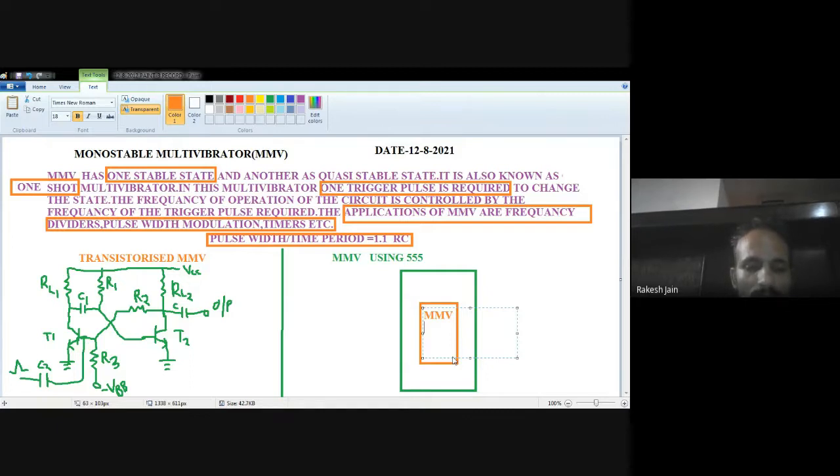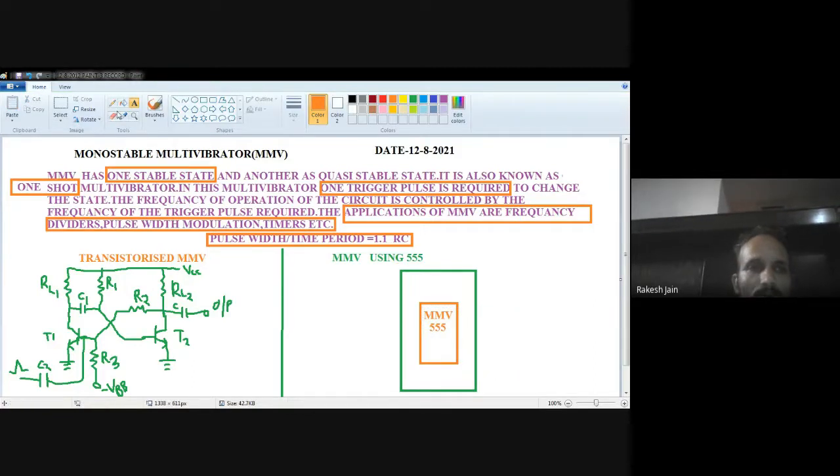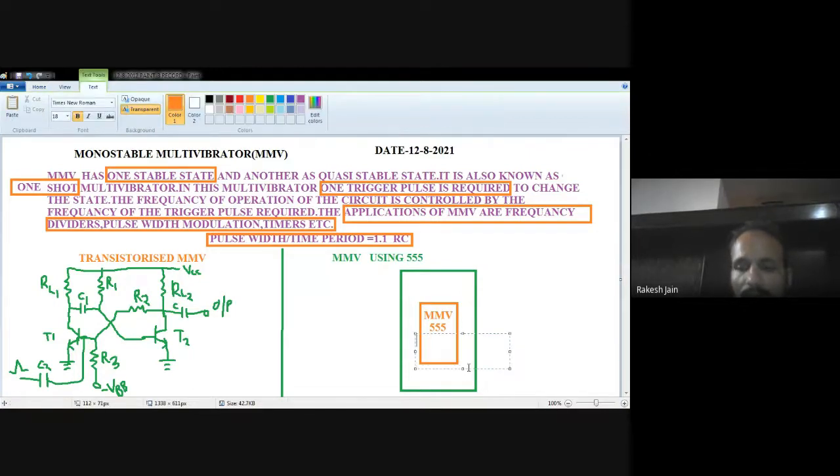Astable multivibrator using 555. You understand this? Don't be confused.